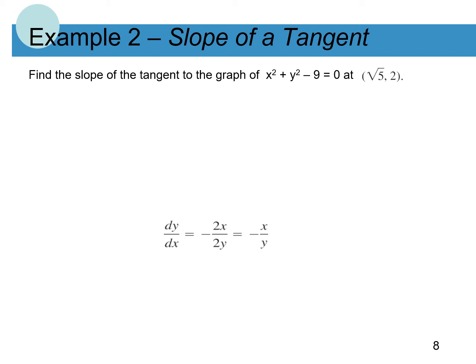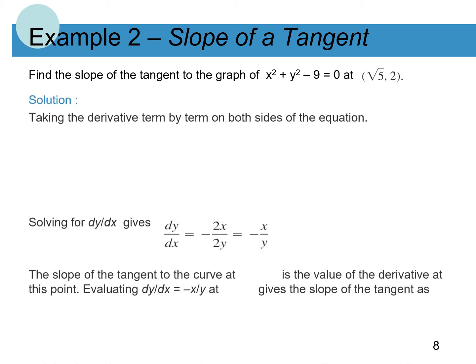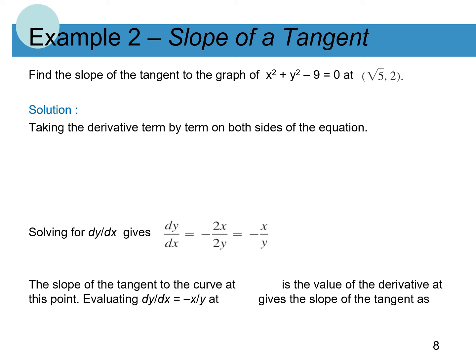Then let's discuss this example. Find the slope of the tangent to the graph of x squared plus y squared minus 9 equal to 0 at square root 5 comma 2. Okay, therefore, in this case, we take the derivative of both sides. Therefore, we have the differentiation of x squared, the differentiation of y squared, and the constant, that is negative 9, and also 0.